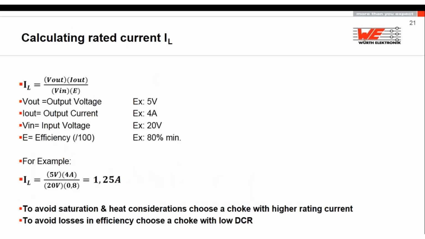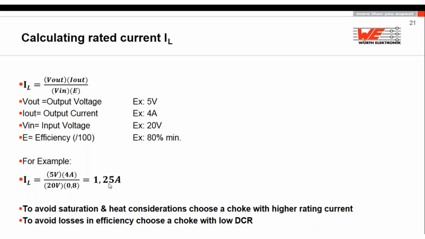How to calculate the rated current for this inductance? An important issue is that through this input inductor it will flow quite a high current, not the same current as you have on the output. I have here an example: a 5-volt output and 4 amp with a 20-volt input. I will say I need efficiency of minimum 80%. If I calculate this input current for my example, I will need an inductor at 1.25 amp.